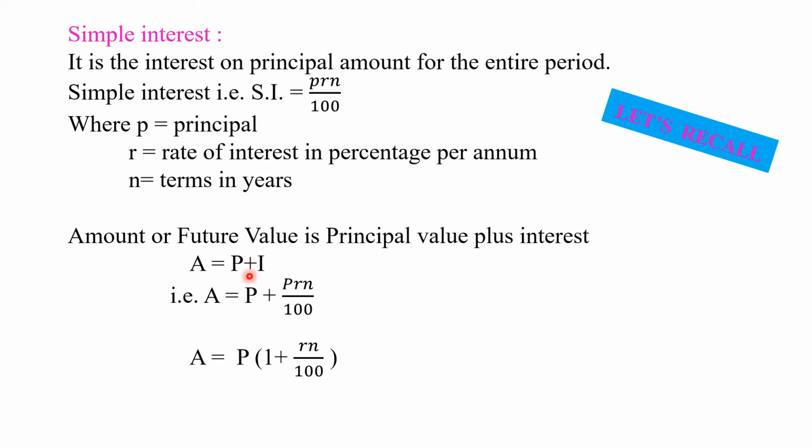Therefore, P plus I is equal to amount. After simplifying this, we get A is equal to P in bracket 1 plus RN divided by 100. So, these are very important formulas: I is equal to PRN divided by 100 and A is equal to P in bracket 1 plus RN divided by 100. Remember these formulas.